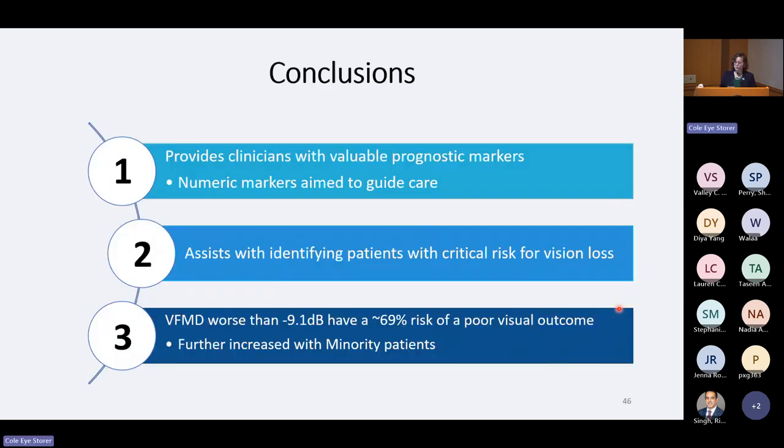And so what are our overall conclusions from this analysis? We were able to provide clinicians with valuable prognostic markers, such as numeric values to look for on a visual field that can help identify risk. And this has not been done before. We were also able to assist with identifying patients with a critical risk for vision loss. And we found that patients with a mean deviation of -9 or worse had a 69% increased risk of having a poor visual outcome. And this was only further increased if you were a minority patient.